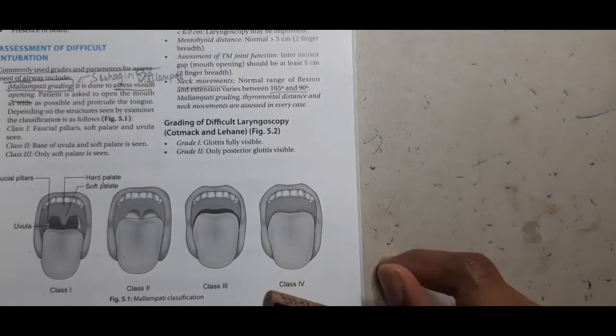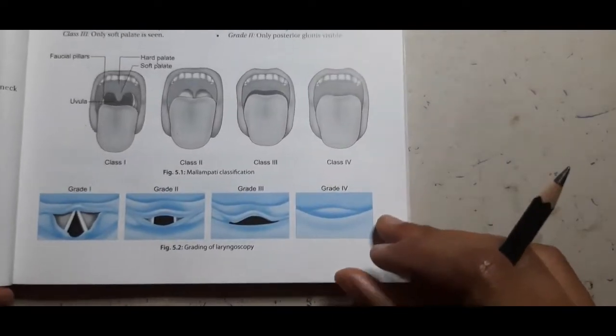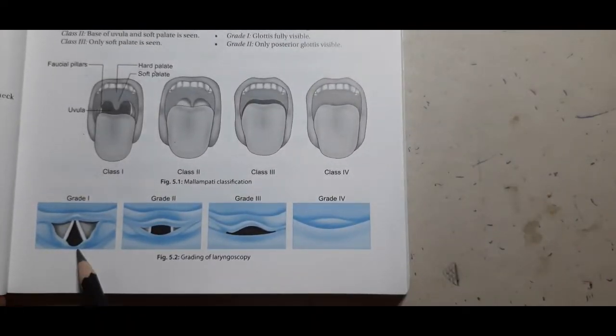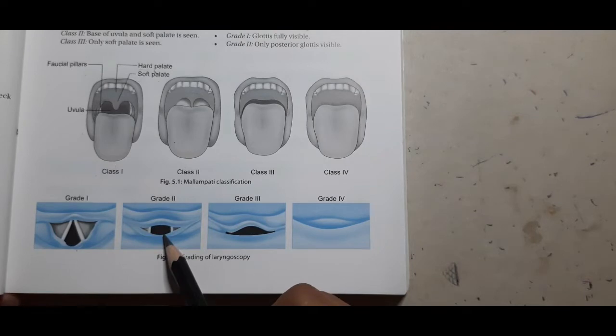Moving to the grading of difficult laryngoscopy given by Cormack and Lehane. In grade 1, the glottis is fully visible. You can see that the glottis is fully visible here. And in grade 2, only the posterior glottis is visible. The posterior part of the glottis is visible.